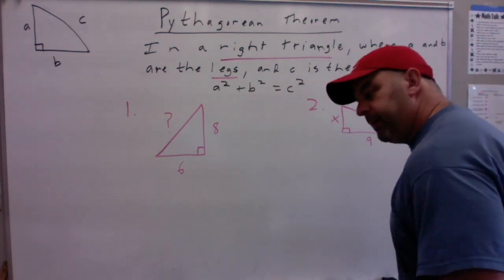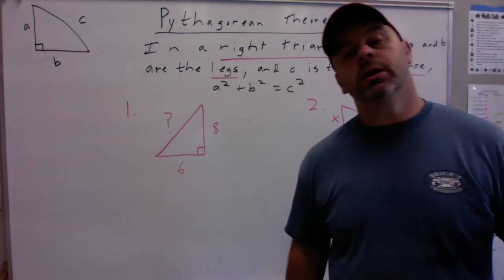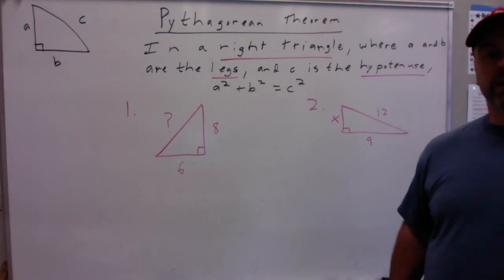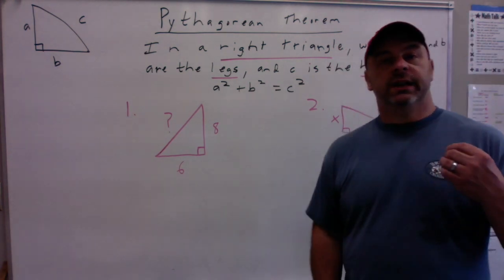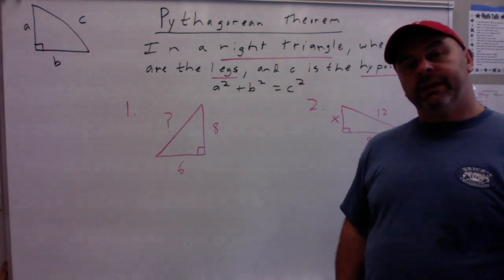And we're talking about the Pythagorean Theorem. Just a side note, the Pythagorean Theorem was discovered by Pythagoras, who was an ancient Greek mathematician. Okay? And here's what he found out.